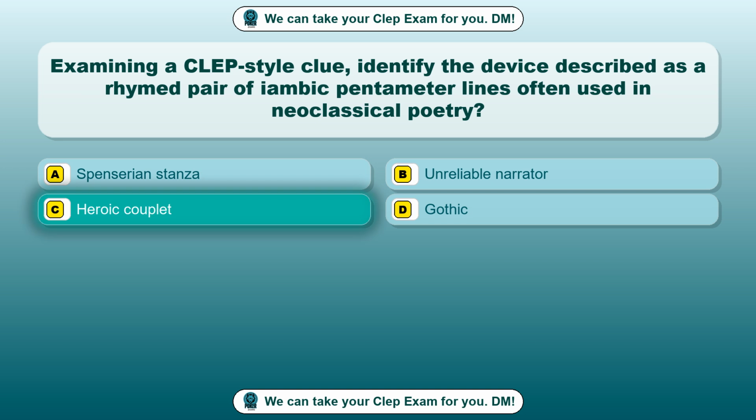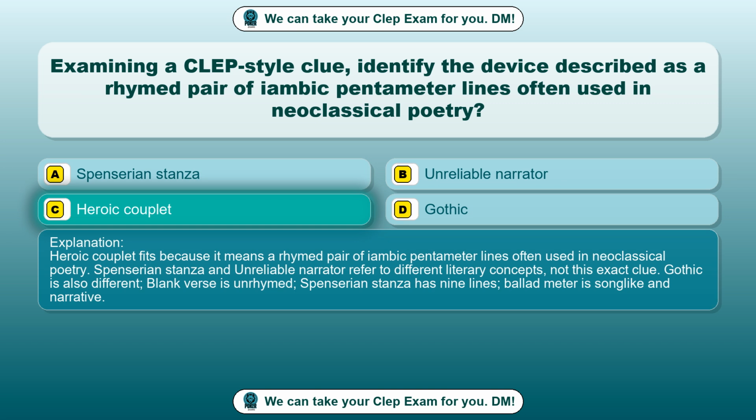Heroic couplet. Heroic couplet fits because it means a rhymed pair of iambic pentameter lines often used in neoclassical poetry. Spenserian stanza and unreliable narrator refer to different literary concepts, not this exact clue. Gothic is also different, blank verse is unrhymed, Spenserian stanza has 9 lines, ballad meter is song-like and narrative.